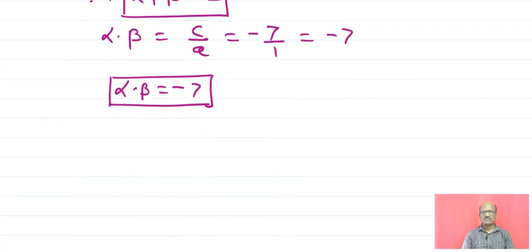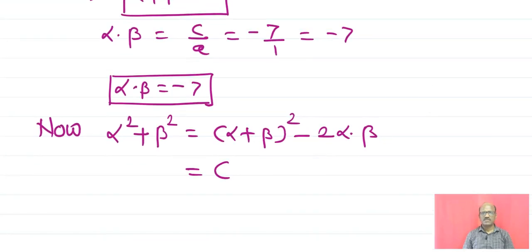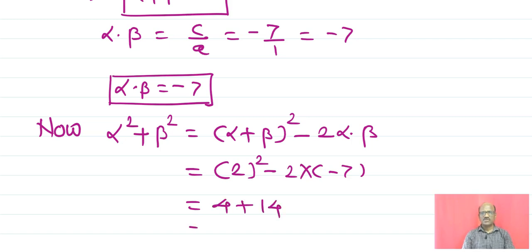Next, now alpha square plus beta square. In the formula, it is (alpha plus beta) bracket square minus 2 alpha into beta. Alpha plus beta is 2, so 2 square minus 2 into minus 7, that is equal to 4 plus 14, which is equal to 18. Therefore, alpha square plus beta square is 18.